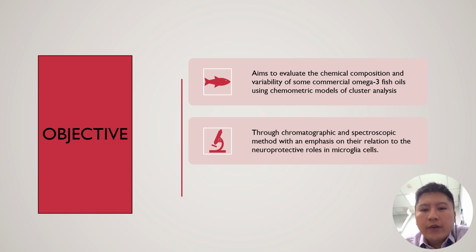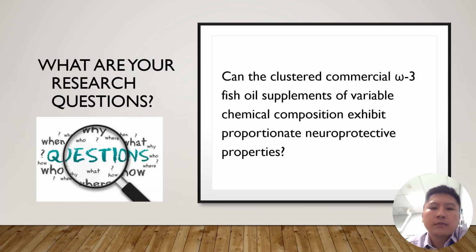Hence, the objective for this research project is to evaluate the chemical compositions and variability of some commercial omega-3 fish oils using chemometrics models of cluster analysis. This can be done through the chromatographic and spectroscopic methods with the emphasis on their relations to the neuroprotective roles in microglia cells. So the research question for my research project is, can the clustered commercial omega-3 fish oil supplements of variable chemical compositions exhibit proportionate neuroprotective properties?